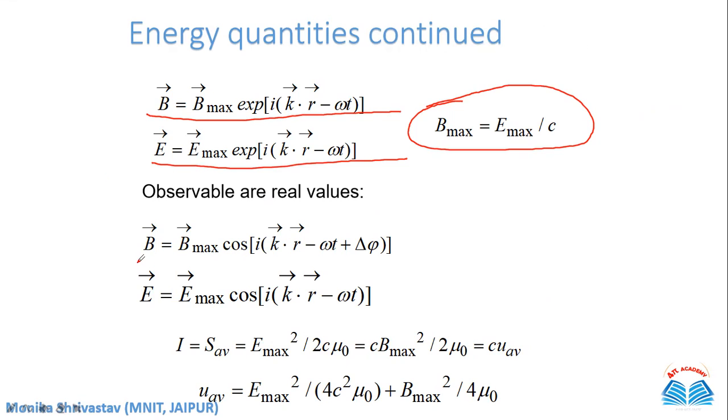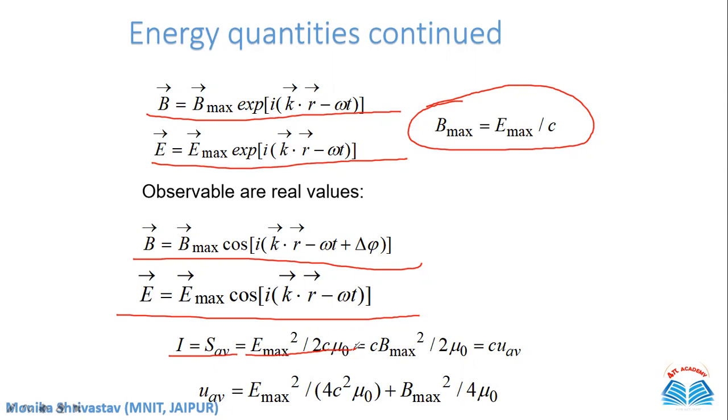So what are the observable real values? If we have the exponential term, we can convert it into sine and cos components. Writing it in cos form, we get B equals B max cos(k dot r minus omega t plus delta phi). What is this phi again? Phi is the phase angle. And E we can also write as E equals E max cos(k dot r minus omega t).